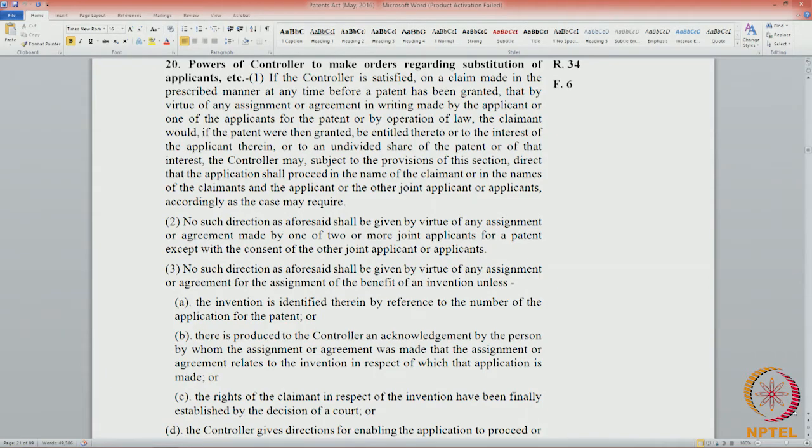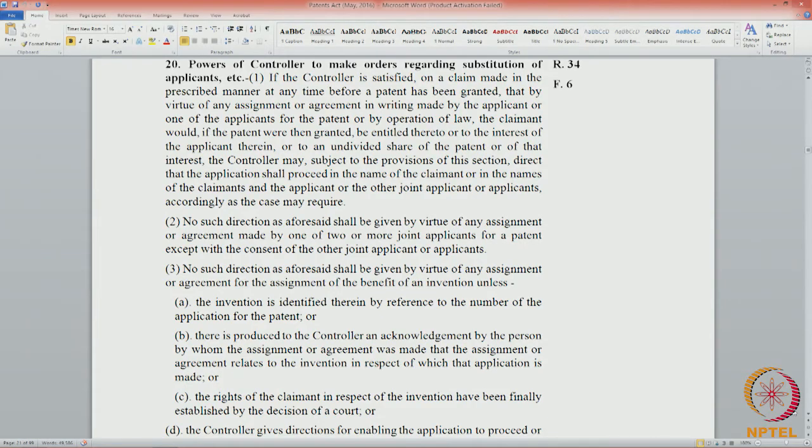As per 22, the controller will not do it. He will not issue a direction till they get the consent of C. So, the provision is very simple. If you are a joint applicant with others, you cannot bring a new applicant without everyone consenting. That is what it says: except with the consent of other joint applicants.